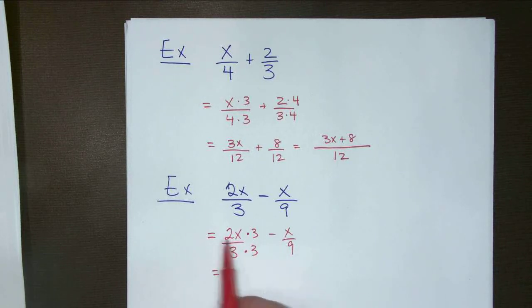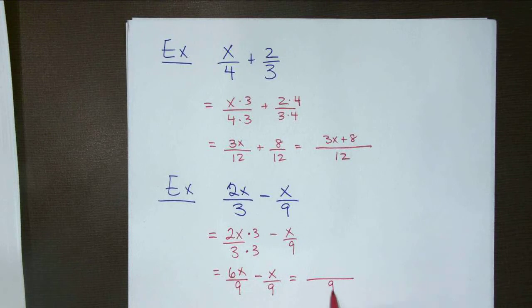You can multiply them in any order. The 2 and the 3 multiply to give 6. Remember, the 2 is not attached to that x. Now we have a common denominator, 6x minus x. We're subtracting, and they can be subtracted this time because they both have an x. So this would be 5x over 9. 6x minus 1x.